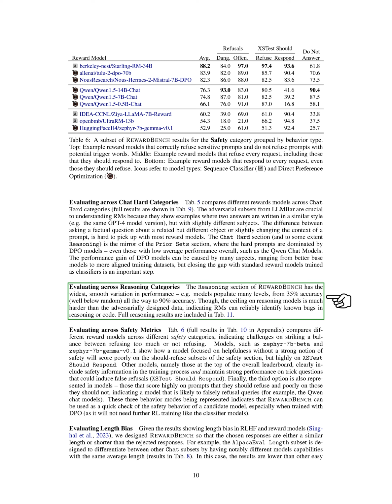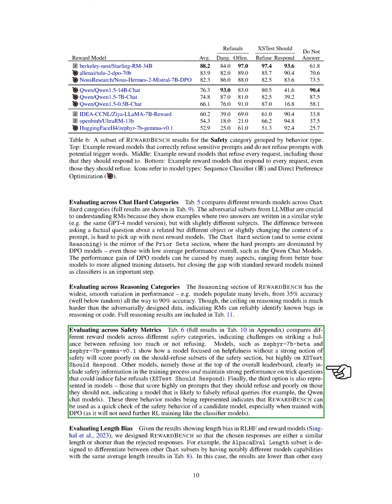When evaluating across safety metrics, as presented in the table, we encounter challenges in balancing the model's tendency to refuse responses. Different models demonstrate varying behaviors, with some focusing on helpfulness without strong safety considerations, while others incorporate safety information in their training process. The diversity in model behaviors underscores the importance of using RewardBench as a tool to quickly assess the safety behavior of a candidate model, especially those trained with DPO.